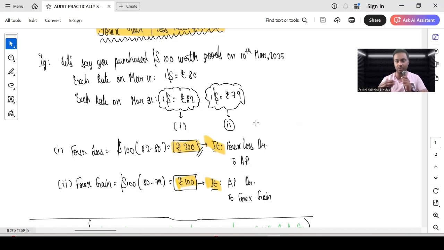For dollar, you need to do it separately, and you need to see that the amount is going correctly and the amount standing in accounts payable is correct to that extent. I hope you understood this, guys.